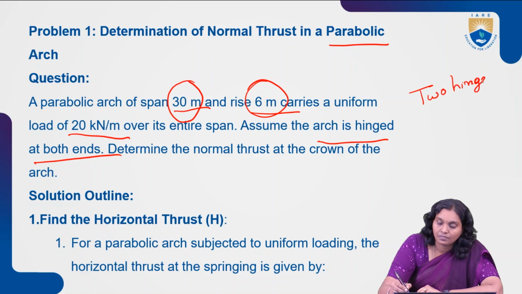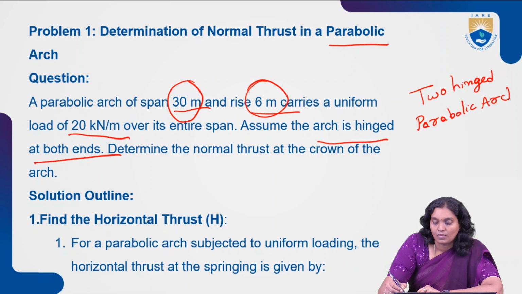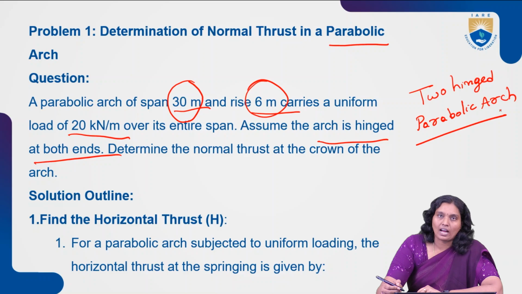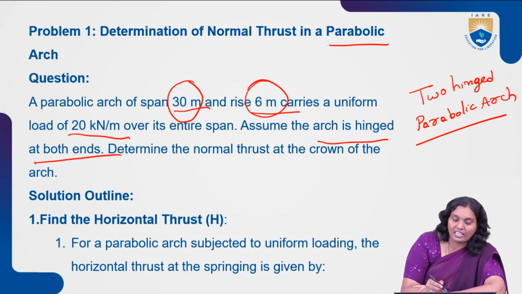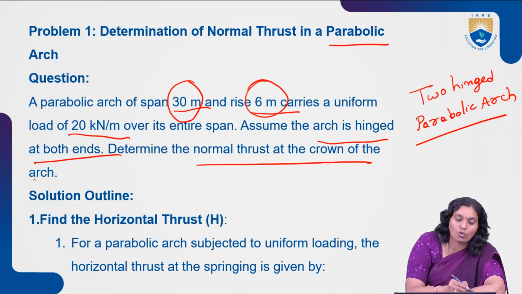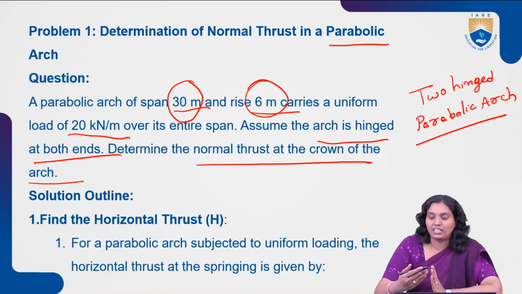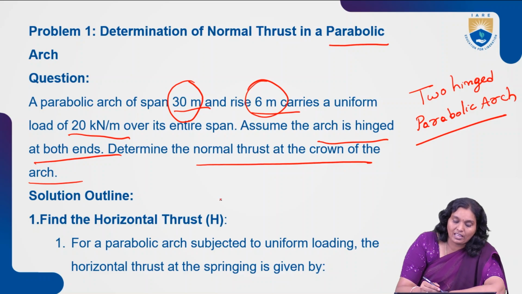It means it is a two-hinged parabolic arch. Here we are going to determine the normal thrust at the crown of the arch. This is how we are going to understand our problem, so I am simply writing it like this.